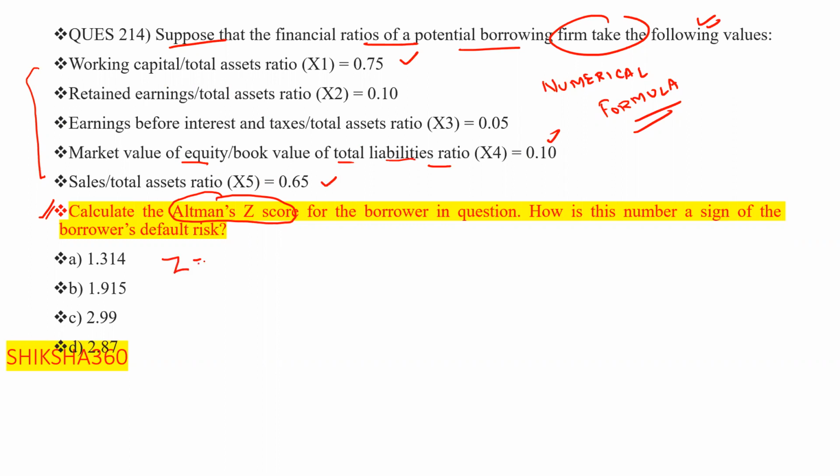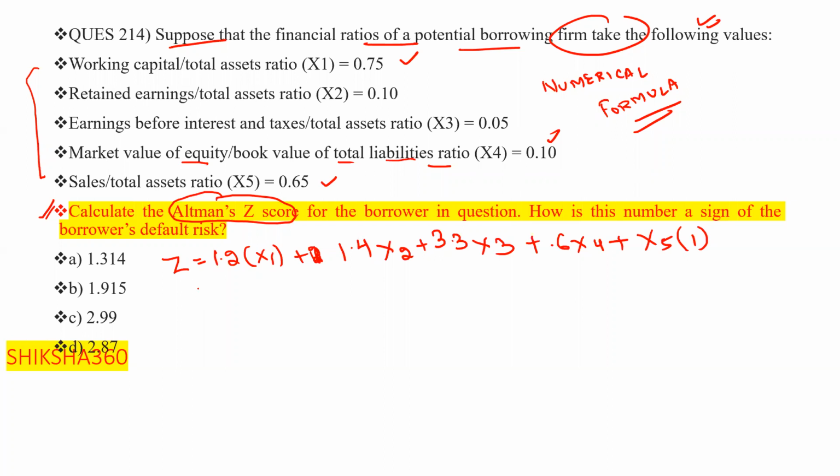So how can we calculate the Z score? Listen fast. What is the formula? 1.2 X1 plus 1.4 X2 plus 3.3 X3 plus 0.6 X4 plus X5, or we can say 1 X5. Clear, this is the formula for that.